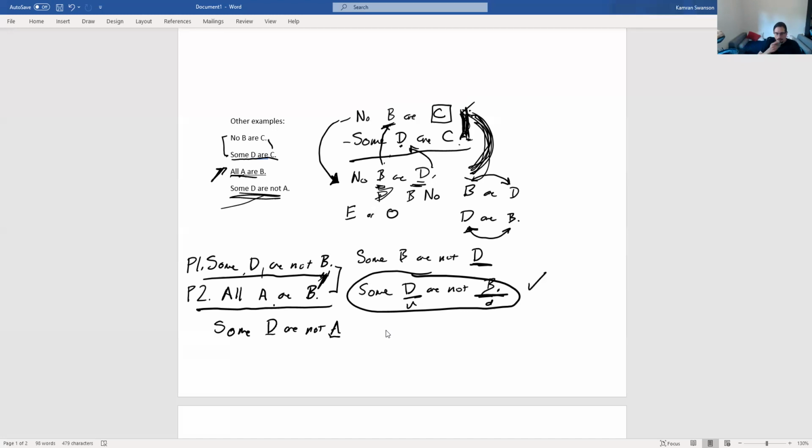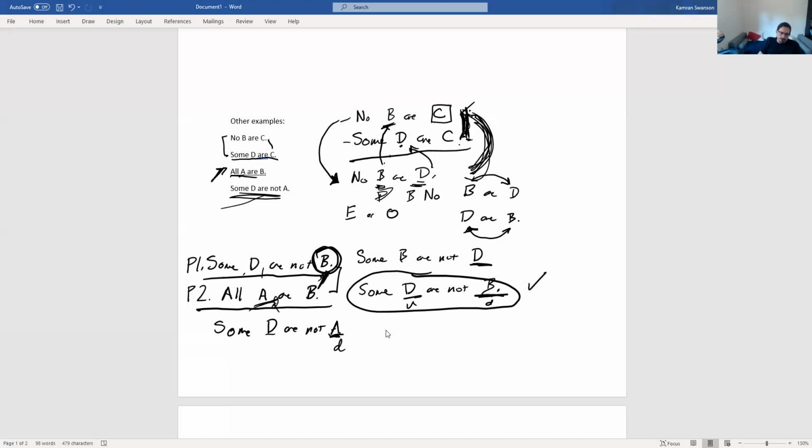Now let's check to see if the argument is valid. Well, rule 1, is the middle term distributed at least once? Yes, it's distributed right there. Rule number 2, if there is a distributed term in the conclusion, then that term must be distributed in the premises. Well, A is distributed down here. It's also distributed up here. So it passes rule number 2.